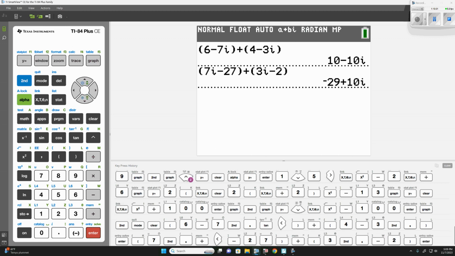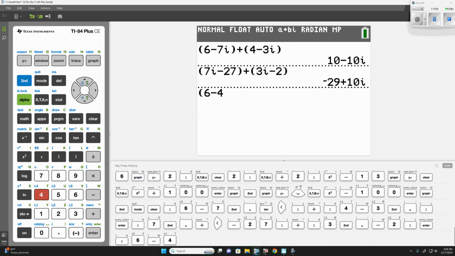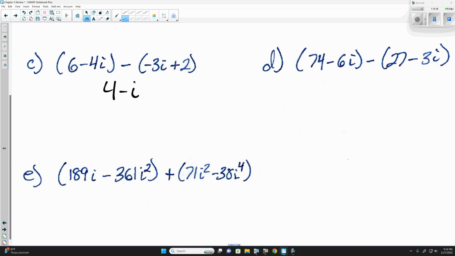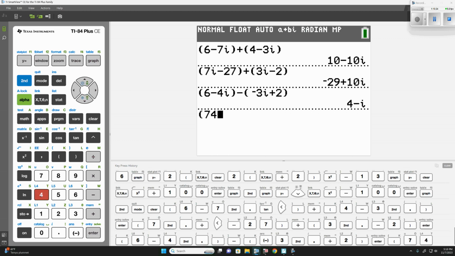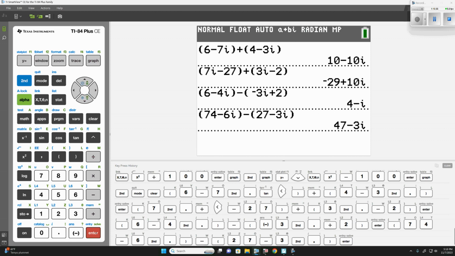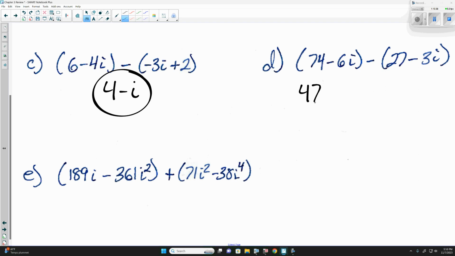Again, we can do this in a graphing calculator and type it in exactly as we see it. If we type it into the calculator, we get 4 minus i, which is exactly what we got before. We can look at letter D, and again, type it into the calculator. Parentheses 74 minus 6i, close parentheses, minus 27 minus 3i. Enter is 47 minus 3i. And that's it.